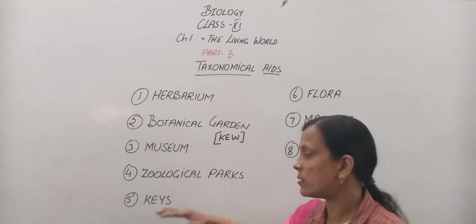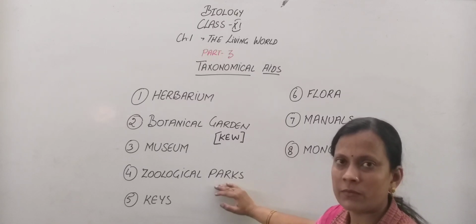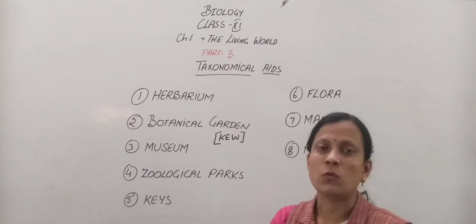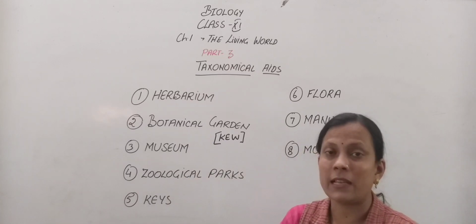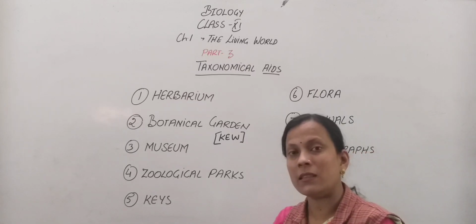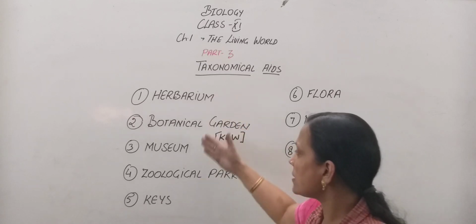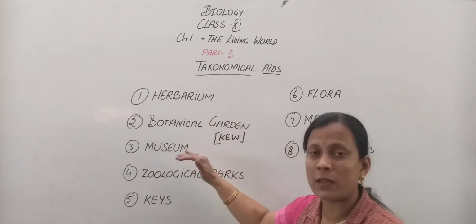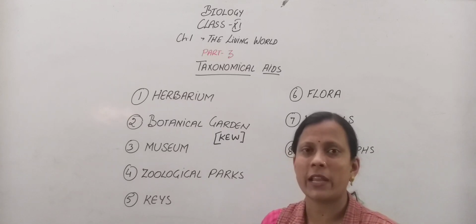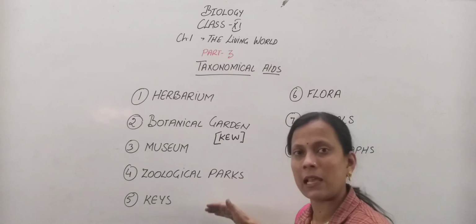The same is the case with the zoological park, where animals are kept alive, in a number of varieties. We commonly see a zoo. What is a zoo? A collection of animals. They live, survive and move there, so one can study animals in their original nature. This is the zoological park. These are the aids where a person who wants knowledge of any plant or animal can approach any taxonomical aid. This is how these aids help.